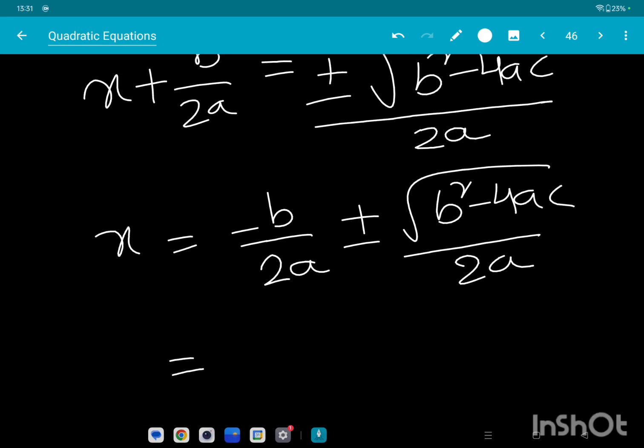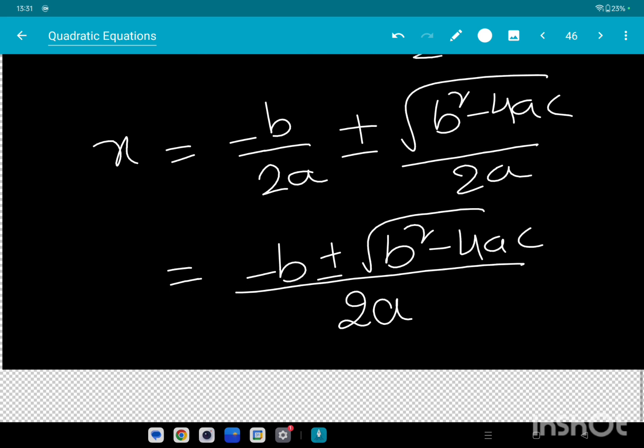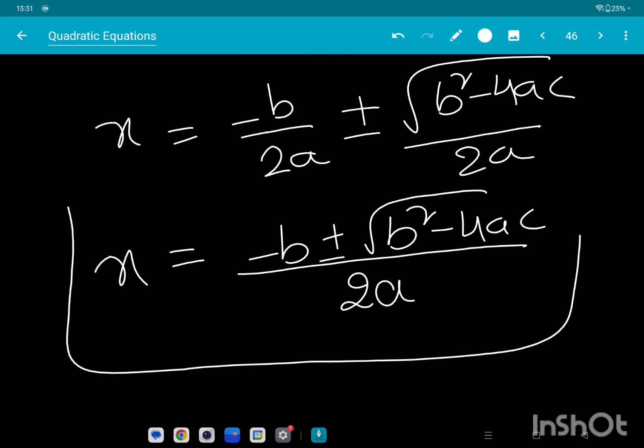Here 2a is common, so I will take it under one denominator, then it will become minus b plus or minus root of b square minus 4ac. So finally we found the x value. If I want to know the roots of a quadratic equation, then the x value is minus b plus or minus root of b square minus 4ac by 2a. This is the formula we got.